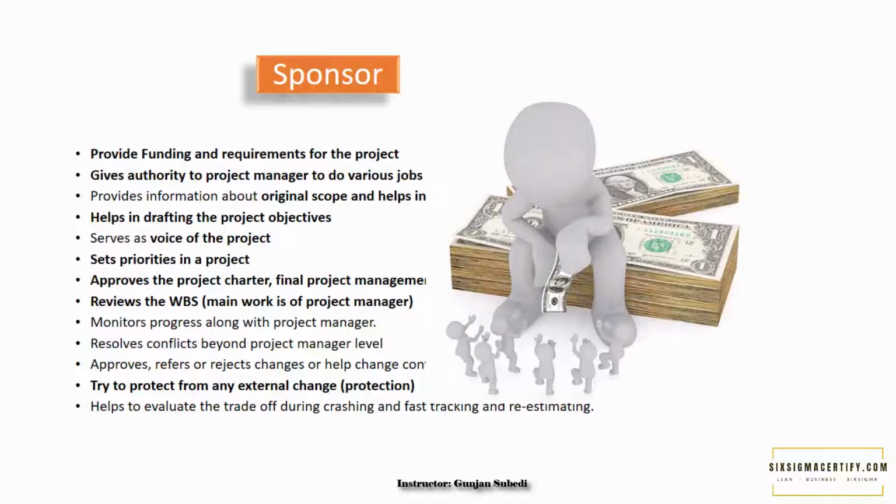So basically, if I ask you who is involved in resolving the conflict in a project, the main task of resolving conflicts is of the project manager. But if the conflict is beyond the project manager's level, then it is the job of the sponsor. The sponsor also approves, refers or rejects changes or helps the change control to do so. So the sponsor should also be a part of the change control board. A sponsor also tries to protect from any external change. He or she has a protective role. This point is also important: protective role for the sponsor. The sponsor also helps to evaluate the trade-off during crashing, fast tracking and re-estimating.